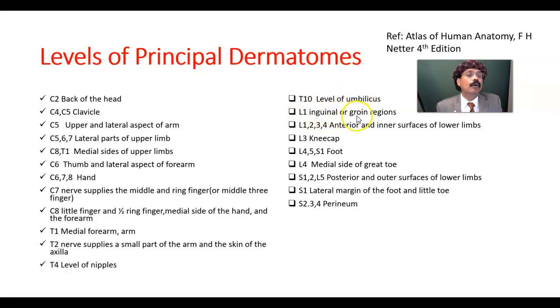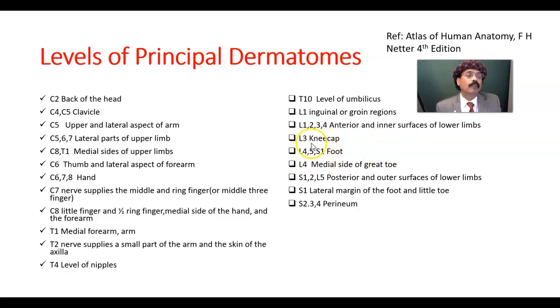L1, inguinal or groin region. Here L1 may be divided into two, the iliohypogastric and ilioinguinal nerves. The ilioinguinal nerve will be the nerve for the inguinal region, also the root of the penis, or the area of the mons pubis in females. L1, L2, L3, L4, anterior and inner surface of the lower limb or inferior extremity. Okay, L3, kneecap, will go to the medial aspect of the kneecap. L3, that will be more perfect.